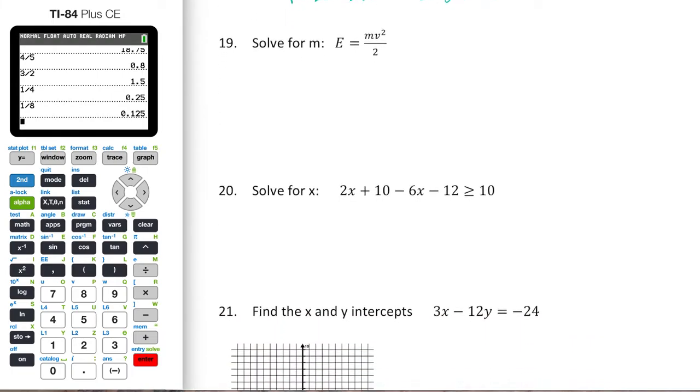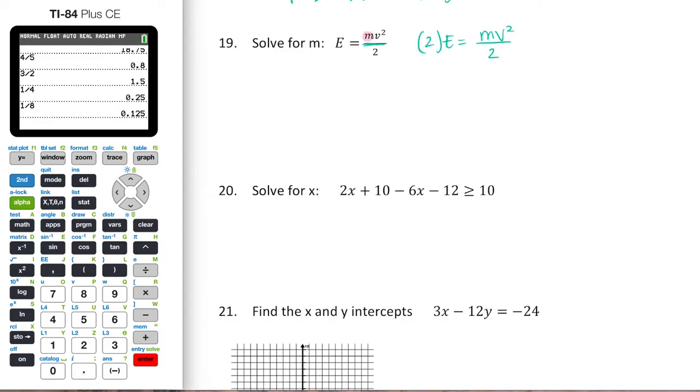Okay, number 19, so solve for m. So we want to get this m by itself. So there's 2 things on the other side with the m. We have the v squared and the 2. That v squared is multiplying by the m. The 2 is actually being divided. So let's get rid of that fraction. So we're going to have e equals m v squared divided by 2.